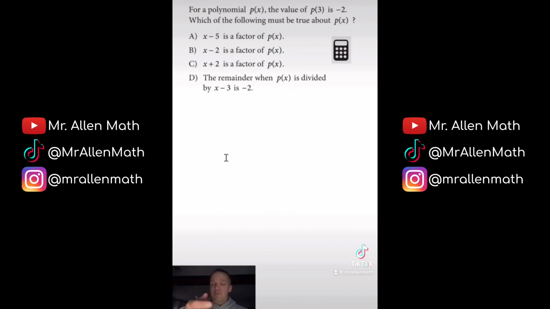For a polynomial p of x, the value of p of 3 is negative 2, meaning when I substitute 3 in for x and I evaluate, I get negative 2. Which of the following must be true about p of x?